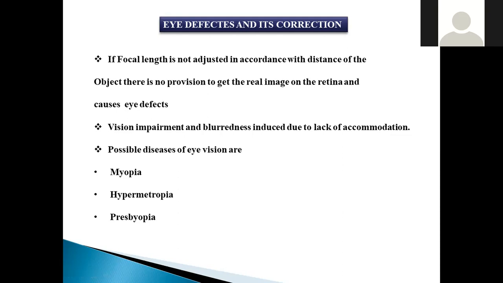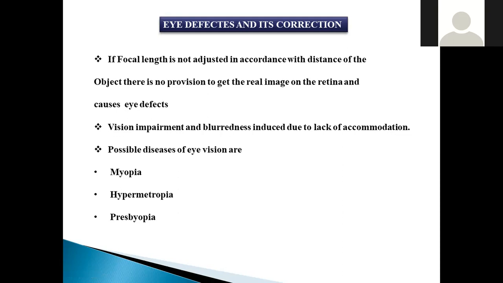What is meant by accommodation? Accommodation stands for the natural adjustment of the focal length by the human eye with the help of the eye lens. Because of this accommodation only, we can see objects even when they are present near or far away from the viewer. Okay.